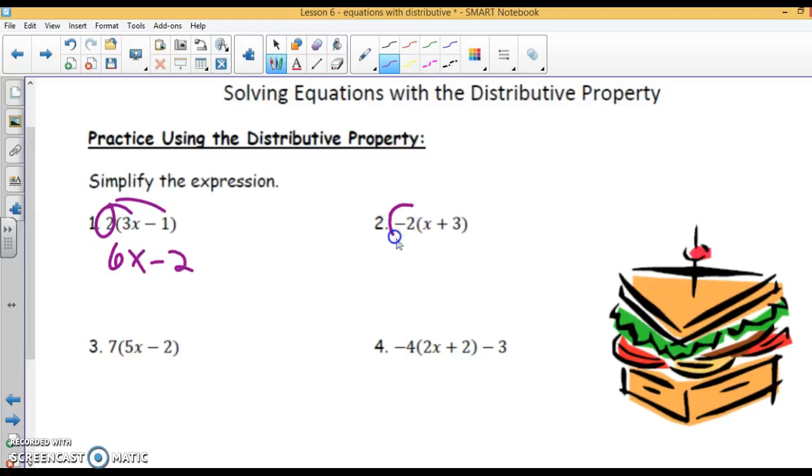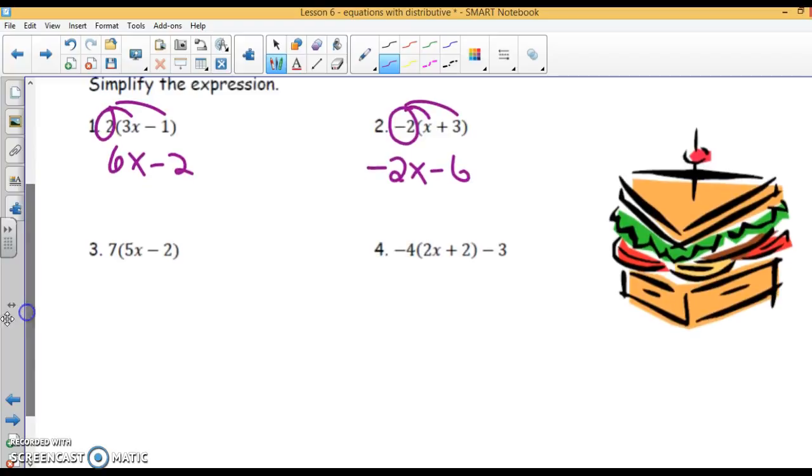This one, negative 2 times the quantity x plus 3. Negative 2 times x is negative 2x. Negative 2 times positive 3 is negative 6. Third problem, distribute the 7. 7 times the quantity 5x minus 2. 7 times 5x is 35x. Positive 7 times negative 2 is negative 14.